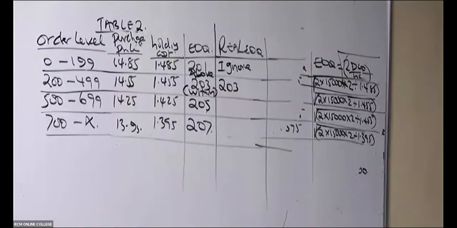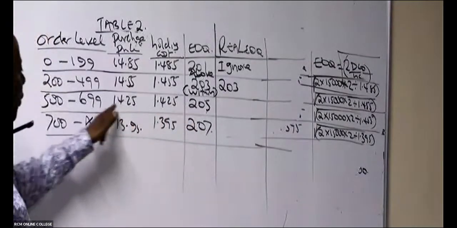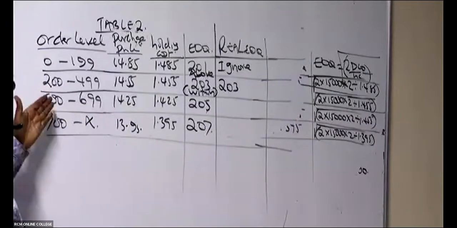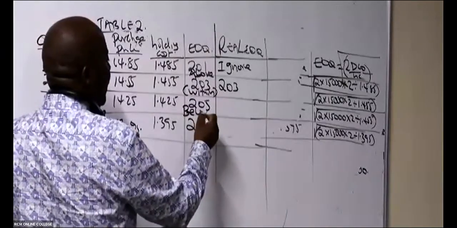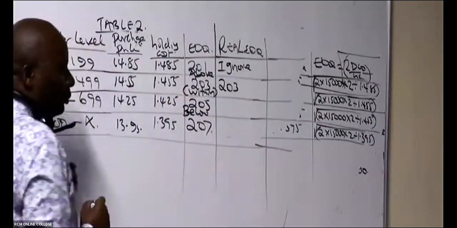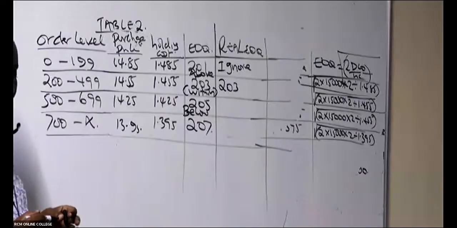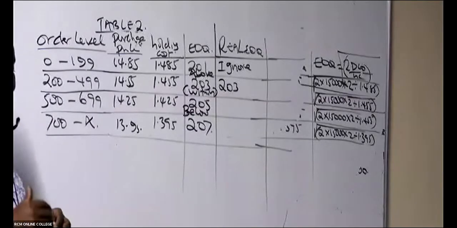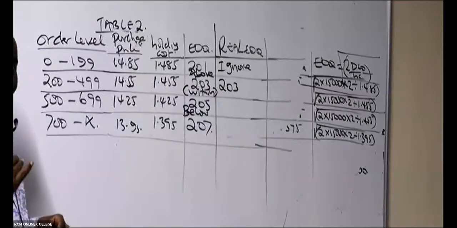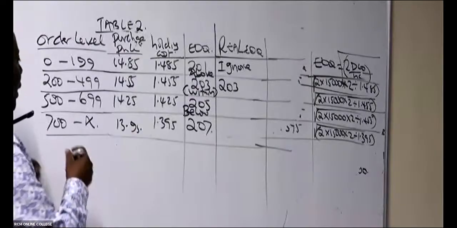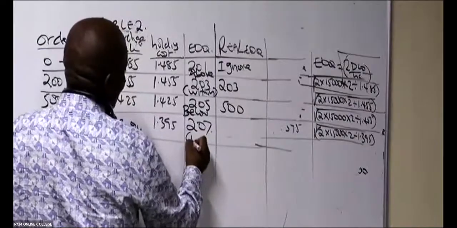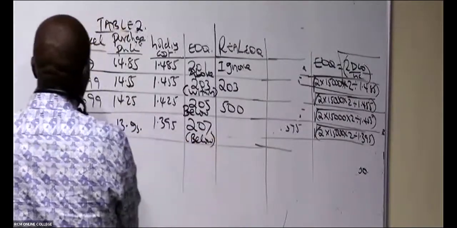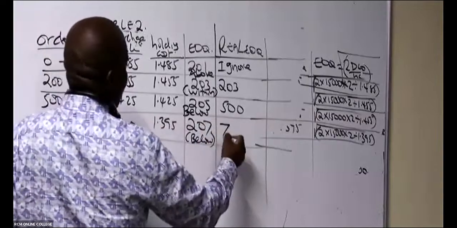How about 205? 205 is falling below, it's less than 500. Please advise, then what will be the real EOQ? They are telling me, Mwalimu, whenever it falls below, then the lowest value in that range. So the lowest is 500. And this is also below, lower than 700, so we compute 700.